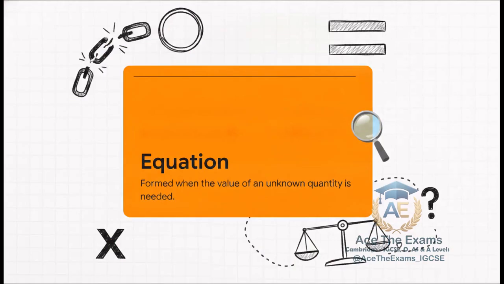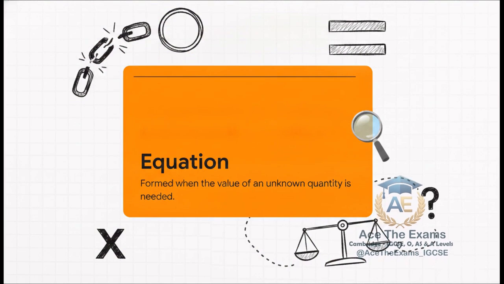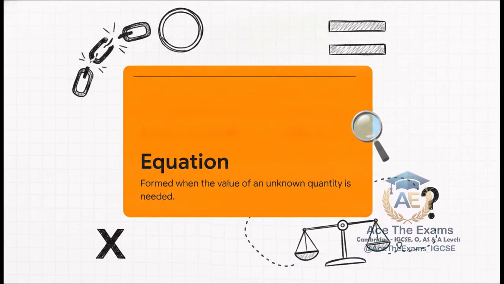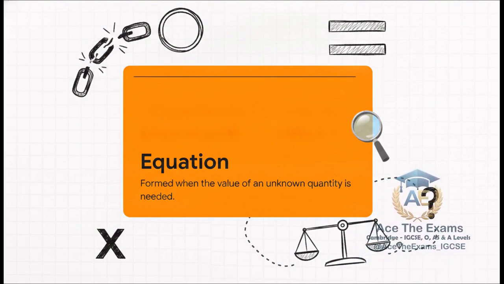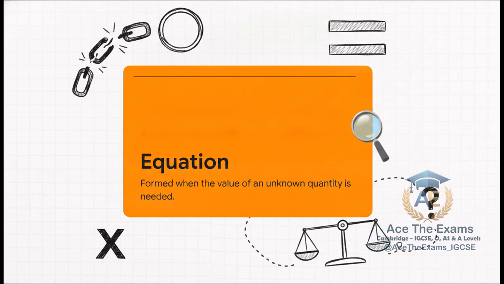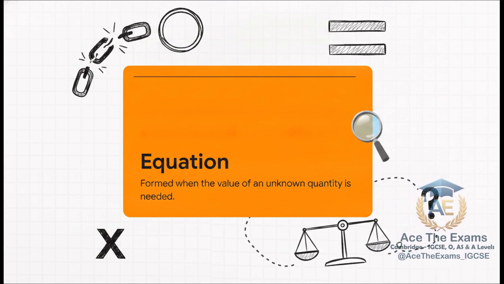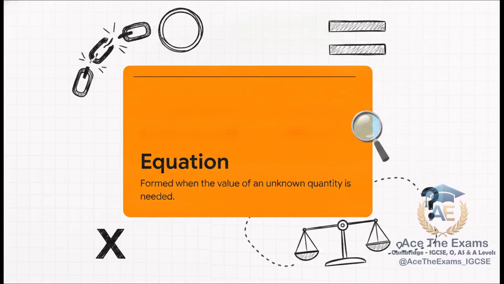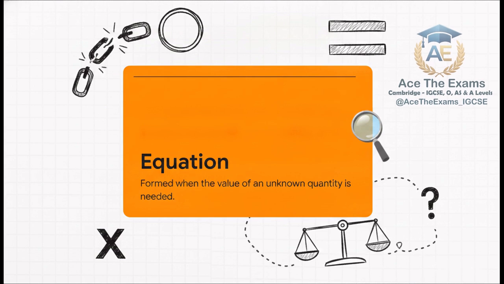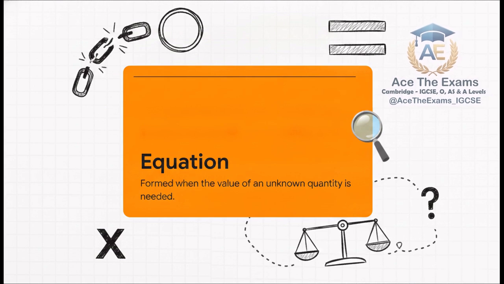Okay, as a quick refresher, an equation is formed specifically when the value of an unknown quantity is needed, right? It's basically a statement saying that two things are exactly equal. Whenever a crucial piece of information is missing from your reality, an equation is your starting point. It's kind of like the mathematical equivalent of drawing a chalk outline around a missing variable, our elusive x.